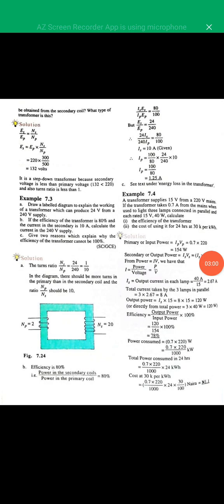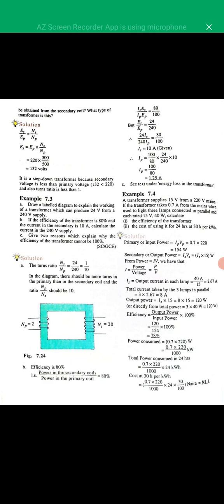The third example, they said draw a labeled diagram to explain the working of a transformer, okay? Which can produce 24 volts from a 240 volt supply. And then the B part, if the efficiency of the transformer is 80% and the current in the secondary is 10 amps, calculate the current in the 240 volt supply. And the last one, this is a why question. Give two reasons which explain why the efficiency of a transformer cannot be 100%.